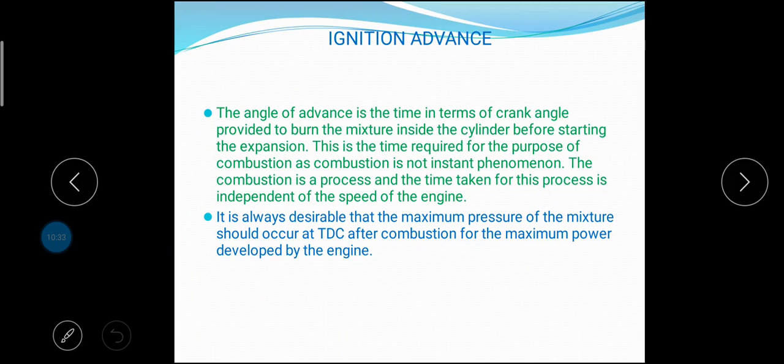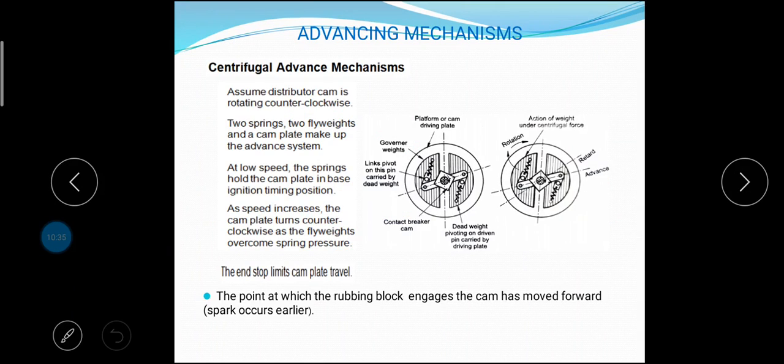This is all about ignition advance. Next, what are the main advancing mechanisms? In practice, two advancing mechanisms are commonly used, known as centrifugal advance mechanisms and vacuum advance mechanisms. Let us discuss one by one.